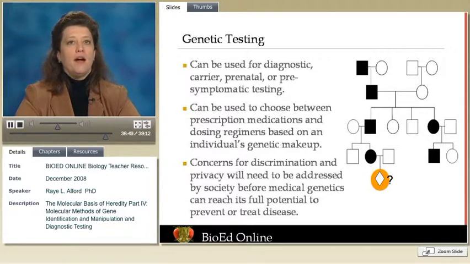In this slide, a family segregating an autosomal dominant disorder is illustrated. The fetus, circled in orange, is at 50% risk of inheriting the gene responsible for the disorder. Genetic testing, if available, could provide information about whether the fetus has inherited the gene associated with the disorder.